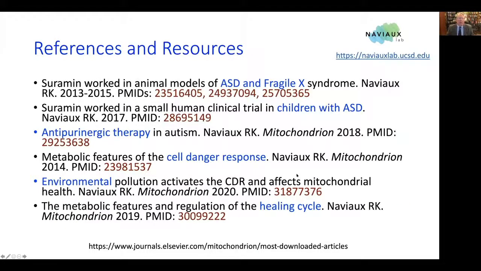And here are some references and citations for background reading if you're interested in looking at more information about Suramin or the cell danger response, anti-purinergic therapy, or the metabolic features and regulation of the healing cycle.